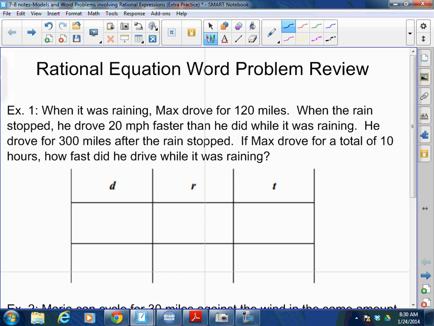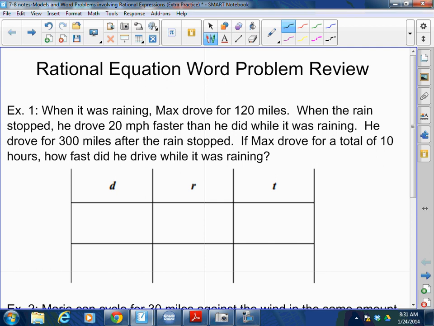We're just going to have a little review of rational equation word problems involving motion and work. So first we're going to talk about motion.